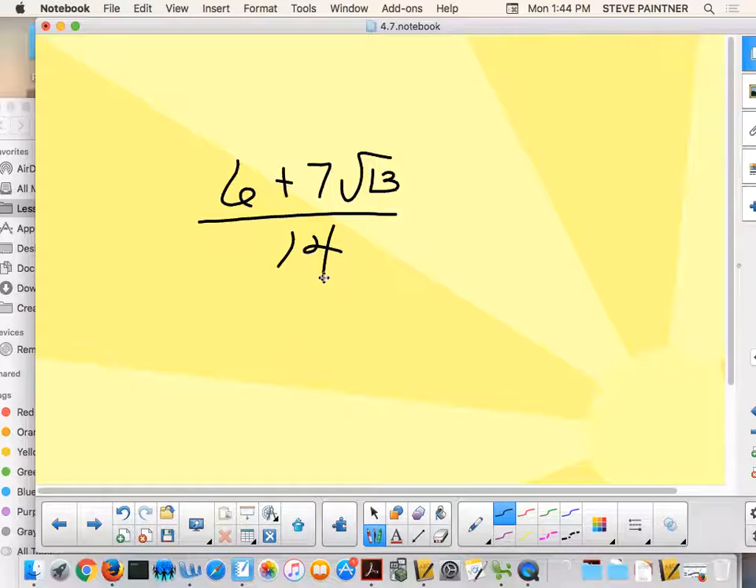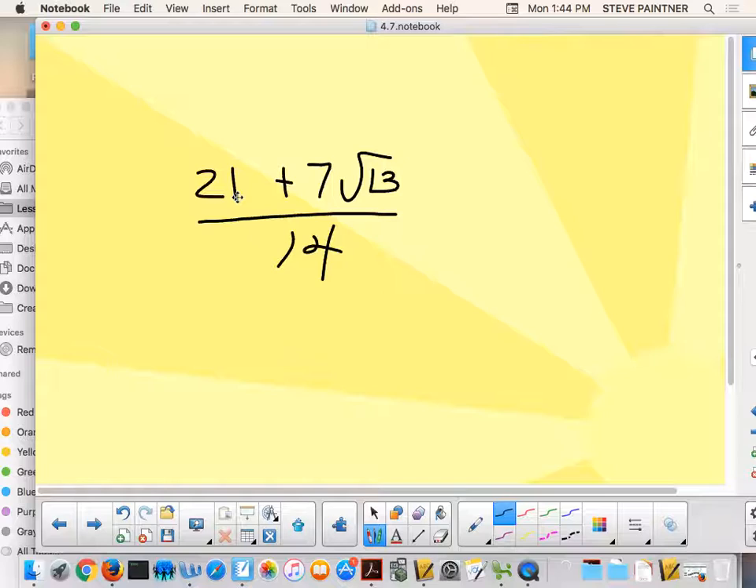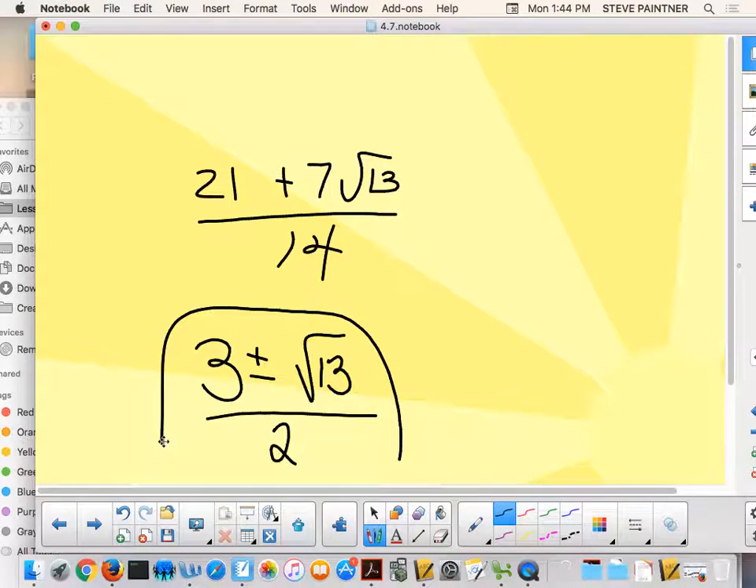Okay, but what if I went like this? What if I went 21? What do they all have in common? 7. 7 goes in here 3 times. 7 goes in here once. Just once. 7 goes in here. There. That's your answer. If they all three have something in common, go ahead, reduce. If not, just leave it.